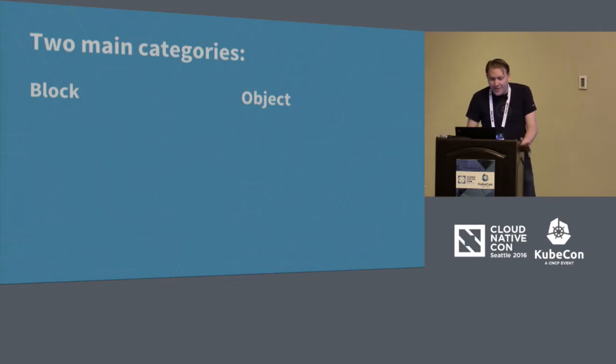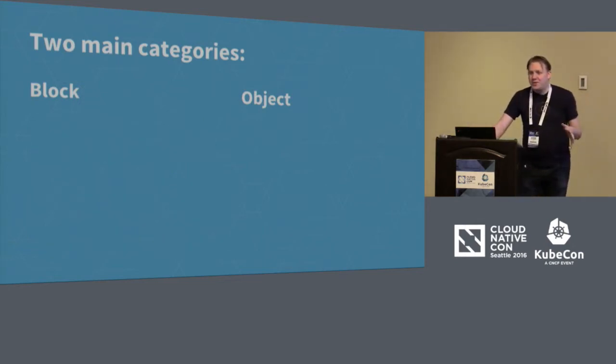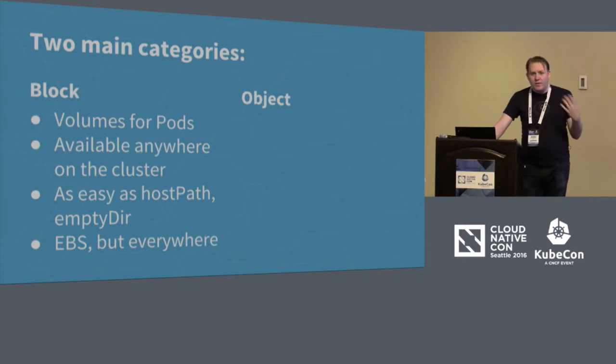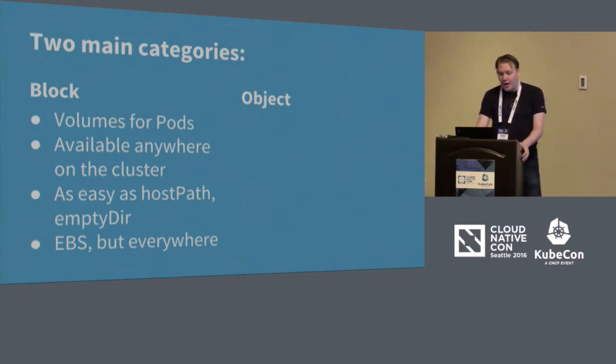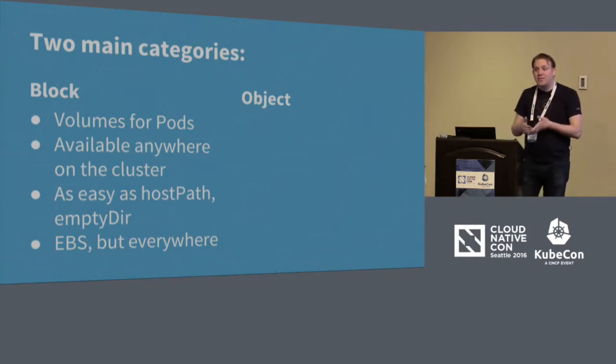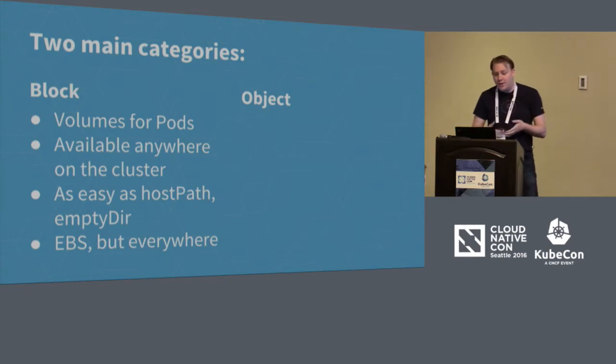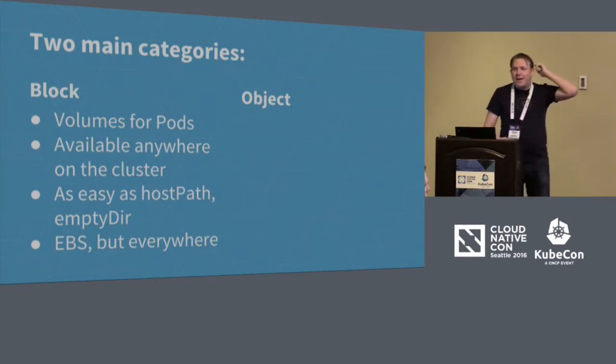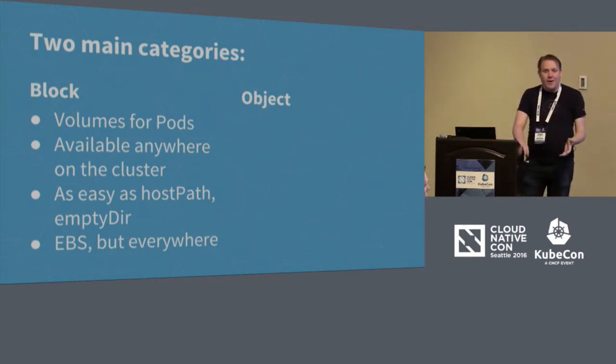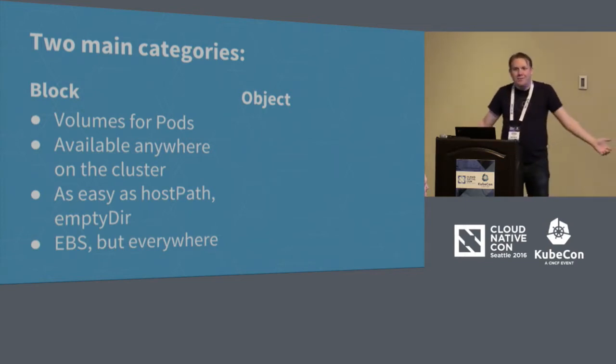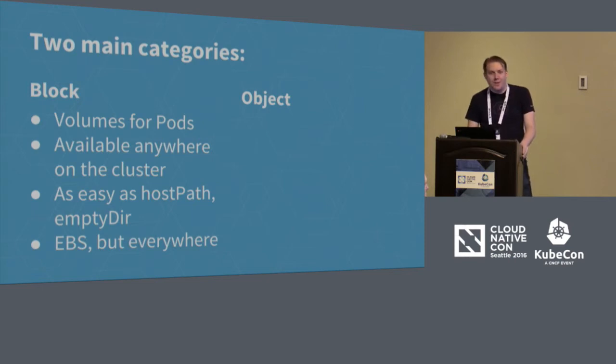And there are two main categories for this, right? Block storage and object storage. Block storage being sort of volumes for pods, the way we think about them today. Available anywhere in the cluster would be nice, right? And should be as easy as host path or empty dir, which are built in, like the things we see in all the examples for Kubernetes, how you run applications that have some state. They usually sit in a host path or under empty dir. And wouldn't it be great if we kind of had EBS in the Amazon world, but everywhere? Because like a lot of hands were showing, we want to run this on bare metal. We don't have the wheels of Amazon behind us.